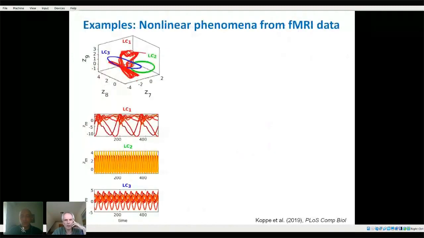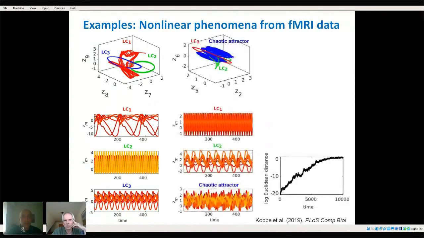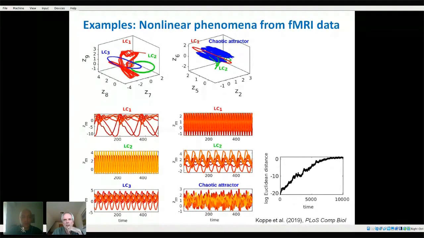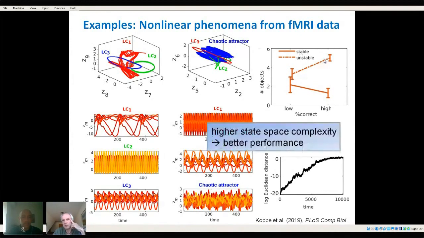But we also find that there are a lot of interesting nonlinear dynamical phenomena going on. So for instance, this is an example from a subject where we found these three coexisting limit cycles of different complexity. Sometimes we find limit cycles and chaotic attractors or other multi-stability between other dynamical objects. They have various relations to behavior. So this is just one example where we found, for instance, that on the x-axis here, you have behavioral performance. So if the behavioral performance is high, you usually get less stable states and more unstable states, which seems to indicate that higher state space complexity somehow is correlated with better performance on this task.